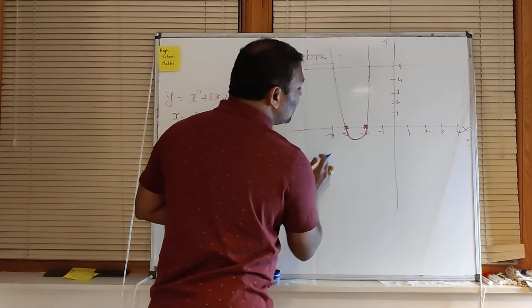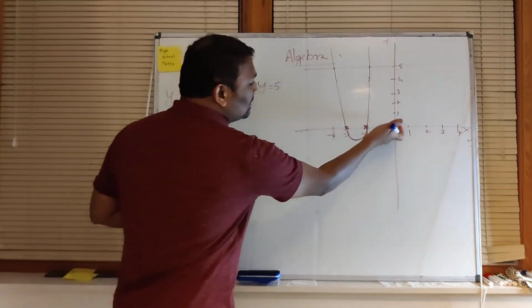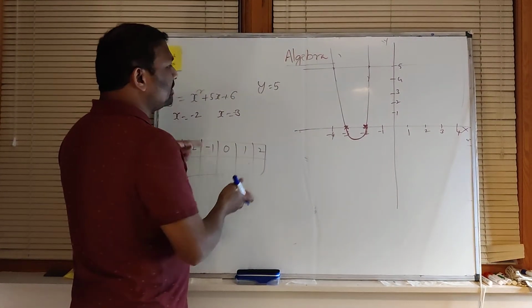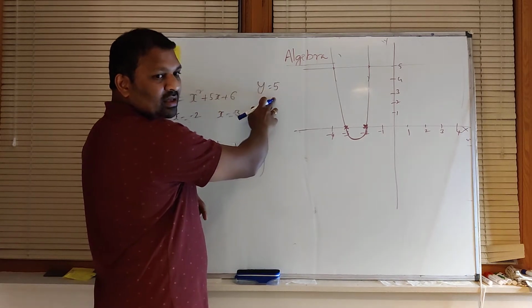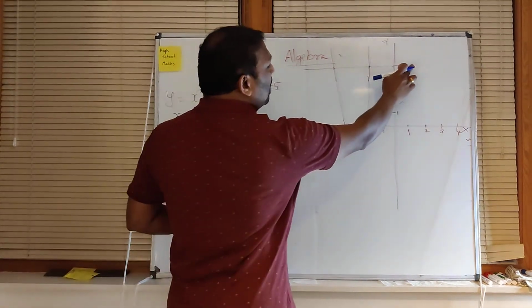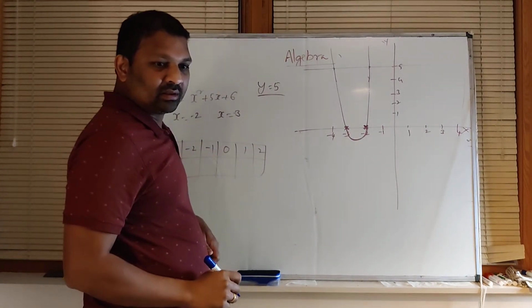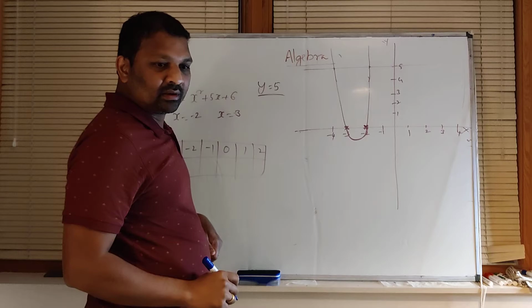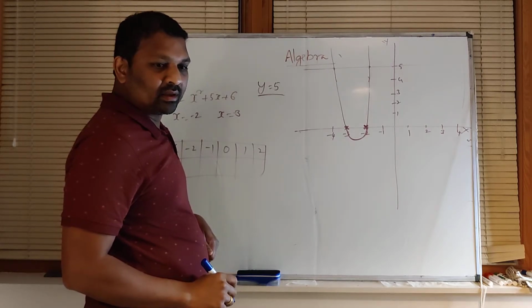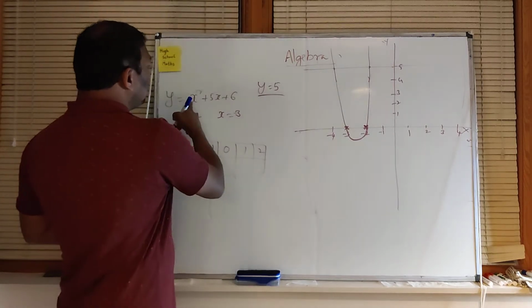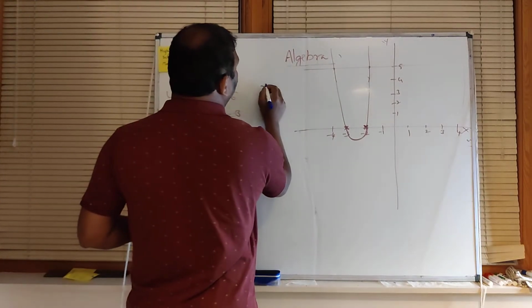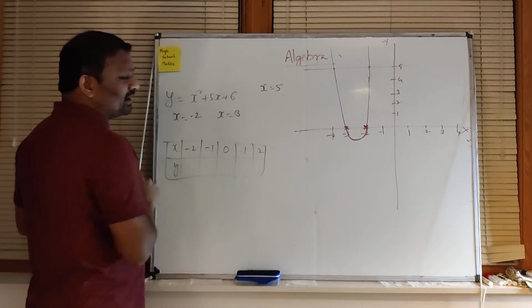How did you get these 2 points? When you equate y as 0, because here y is 0. If you want to know at what point this is going to meet this line, this is also a line, right? x is equal to 5. You put a value of x as 5 here.